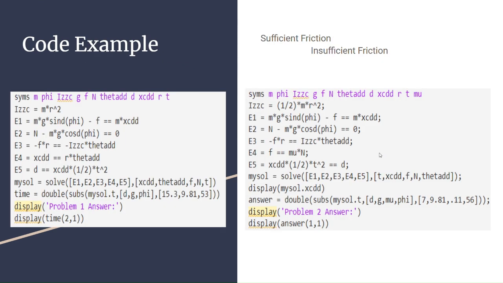Okay, so let's look into some example code. So on the left is with sufficient friction, okay? So sufficient friction, you're going to see I used the 5 equations that I had, and so I use my solve. In this portion, I'm trying to solve for time. You're going to see I use double. Subs often likes to put it in a large fraction. Double really just immediately puts it into the number you're looking for. It'll just immediately put it into one singular number. I put the display just to make it easier to look at.